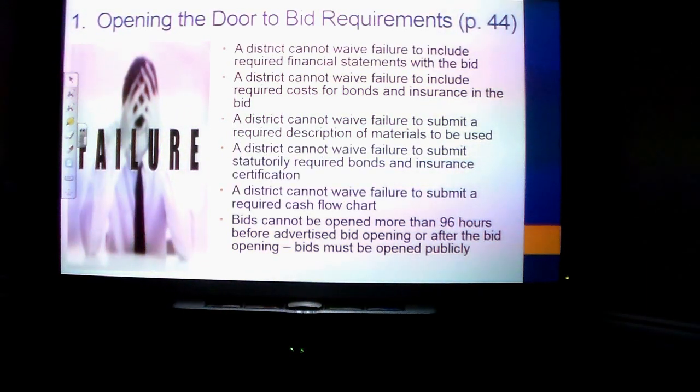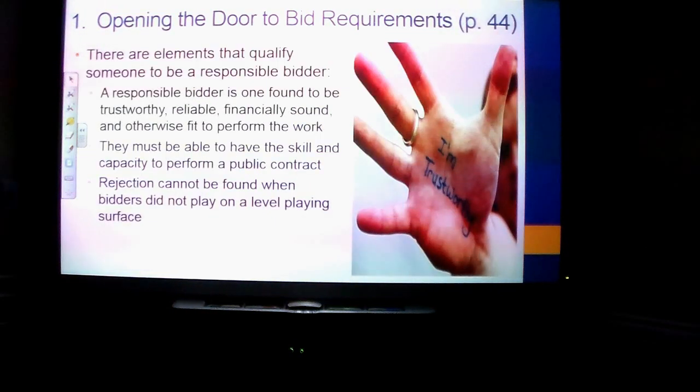So you have to have financial statements. That's a no-brainer. Something that I found particularly interesting: you cannot waive failure to submit a required description of materials to be used. So anything that the construction company does, they have to show the exact materials that are going to be used. They have an estimate of cost of bonds and insurance, but they can't be opened more than 96 hours before the advertised bid opening. So it has to be done when it was supposed to be open, and it has to be released to the public and opened publicly.